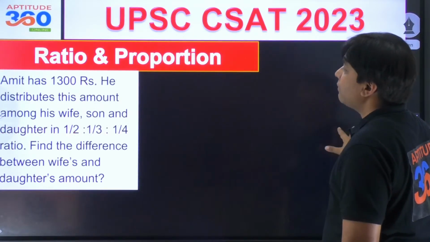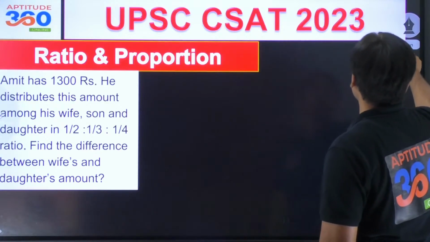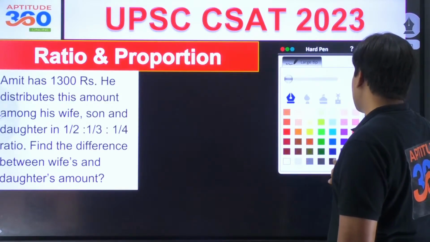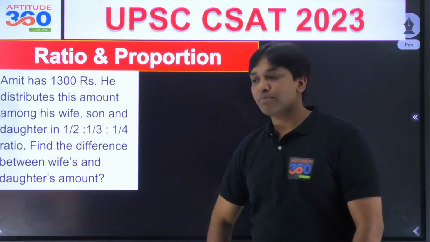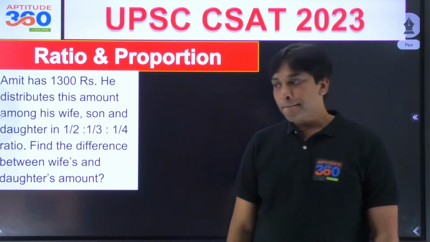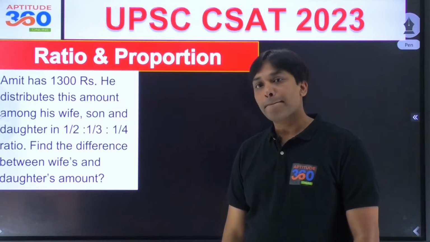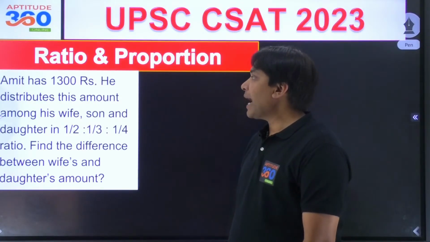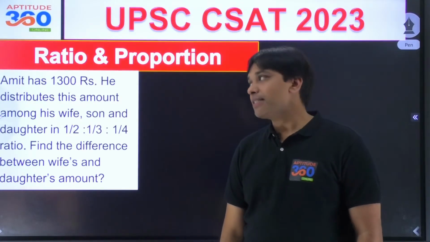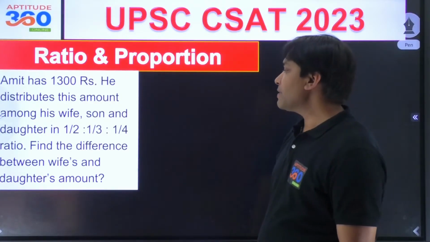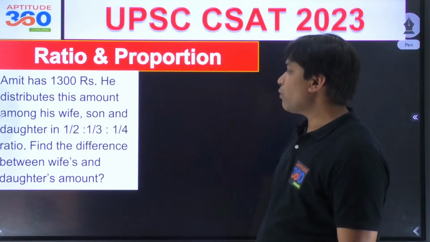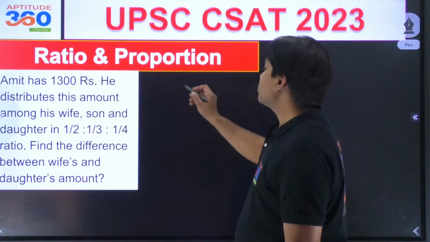So we have to solve this problem. Take your time, take your time. Amit has 1300 rupees. He distributes this amount among his wife, son and daughter in the ratio 1/2, 1/3, 1/4.